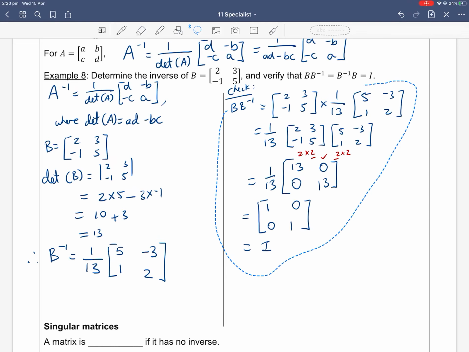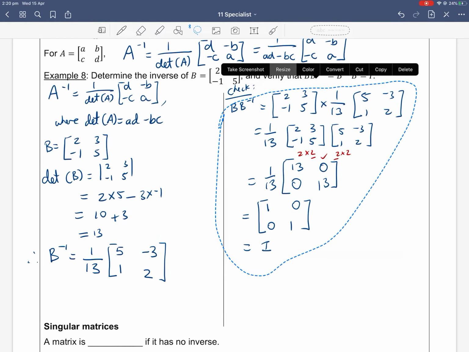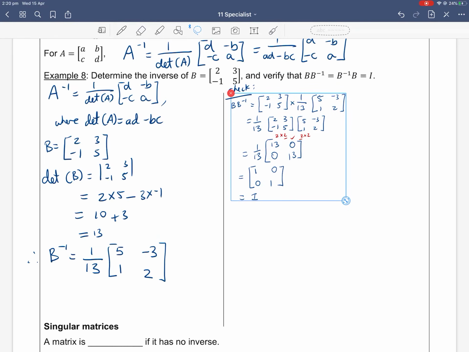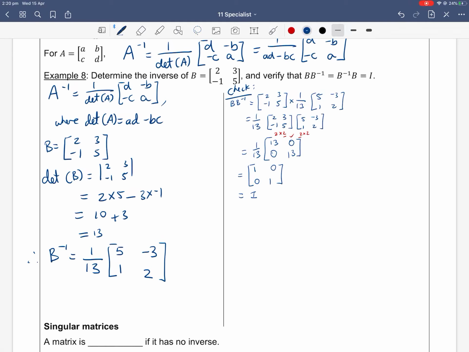That's good. And we need to check that B inverse times B is also the identity. Let me just shrink this a little bit so there's enough space to do B inverse B. Same thing, B inverse we said was 5, 1, and -3, 2, times the original B, which is 2, -1, 3, 5. I'll do the coefficient 1 on 13 last. Row by column, row 1 by column 1 gives me 10 and 3, which is 13. Row 1, column 2: 15 minus 15 is 0. Row 2, column 1: 2 and -2 gives me 0. And lastly, row 2, column 2: 3 and 10 gives me 13.